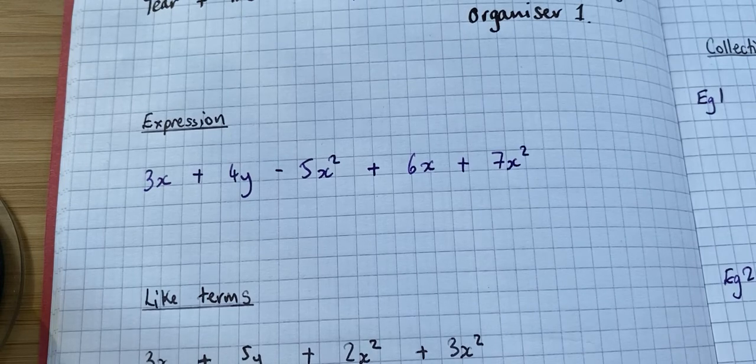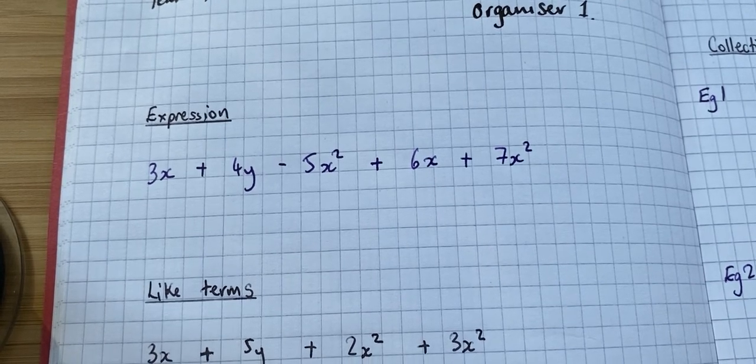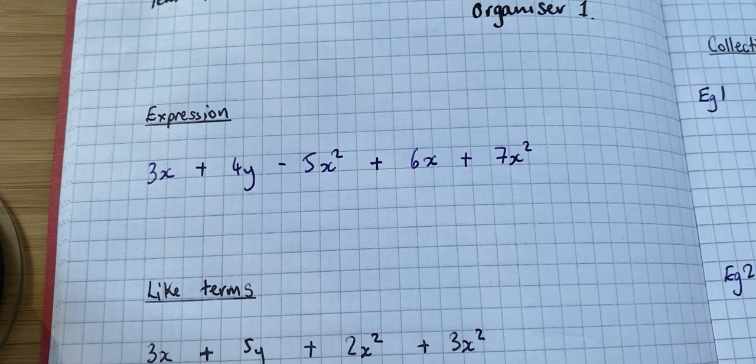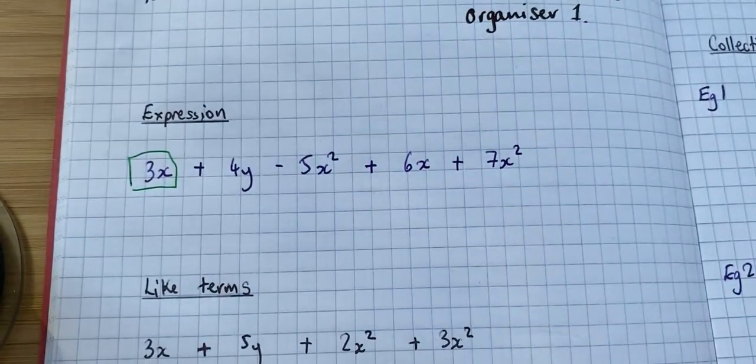Hello, this is a video for some help with Algebra Knowledge Organizer 1 on expressions, and I'm just going to go through what an expression is, what like terms are, and how to collect terms. So, as you can see here, in the first example, we've written an expression, and a term is one section of the expression. So this is a term.